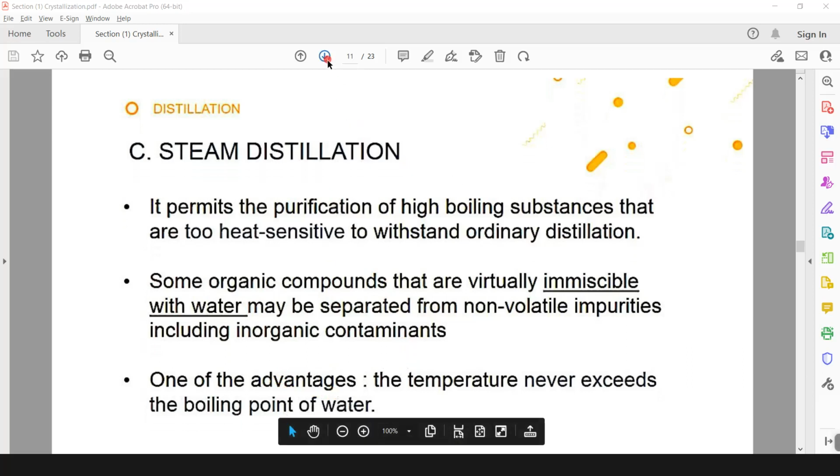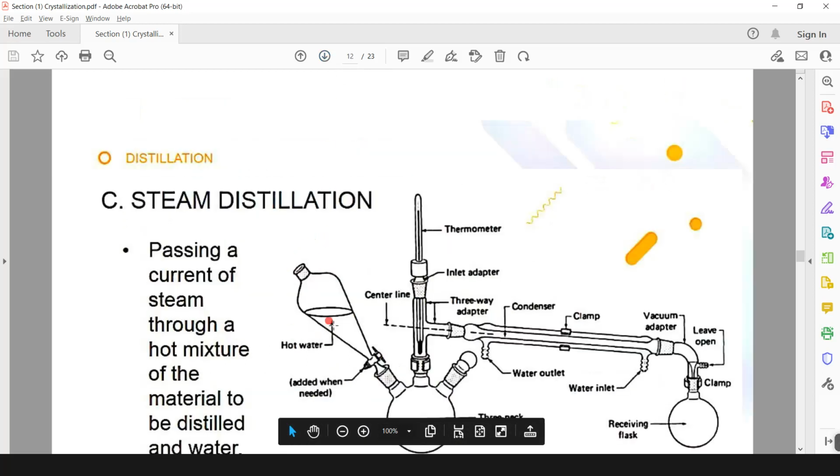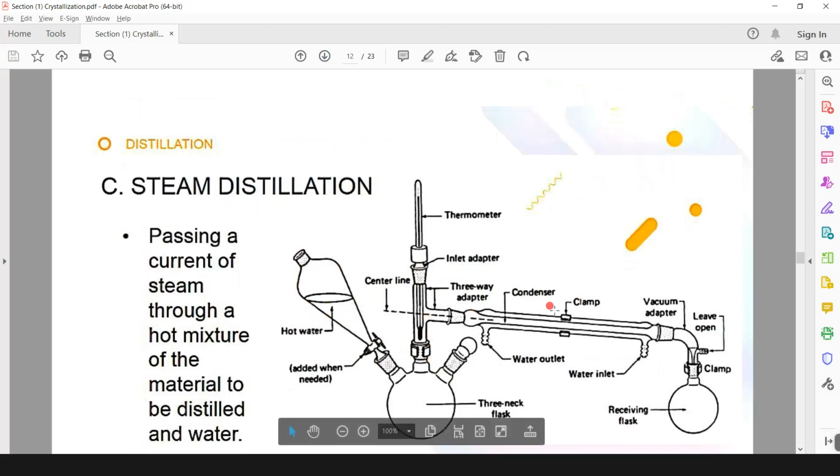What is the new part that we'll put? This is the new part that we'll put in our device on our diagram.